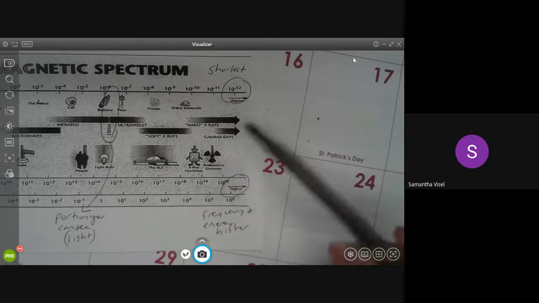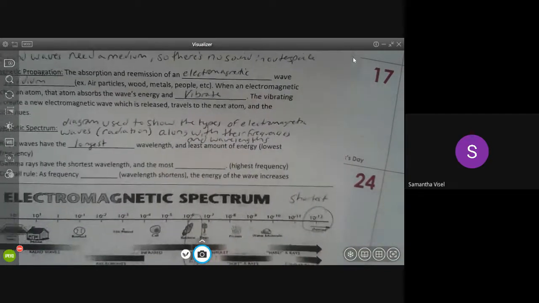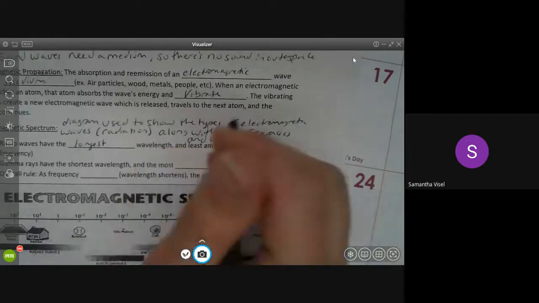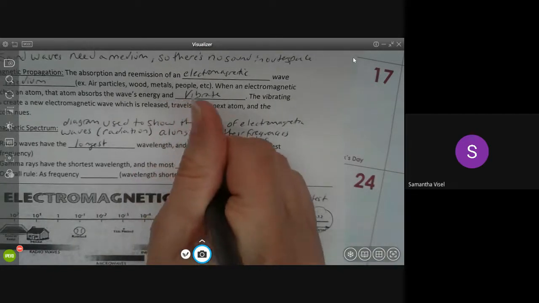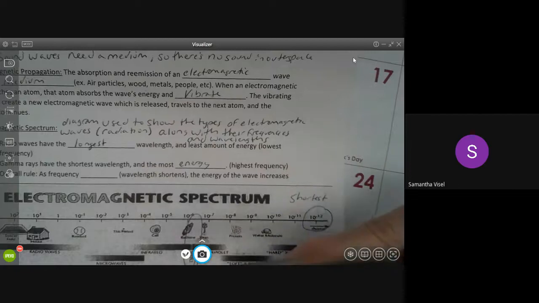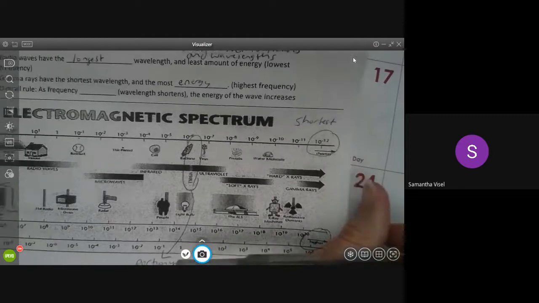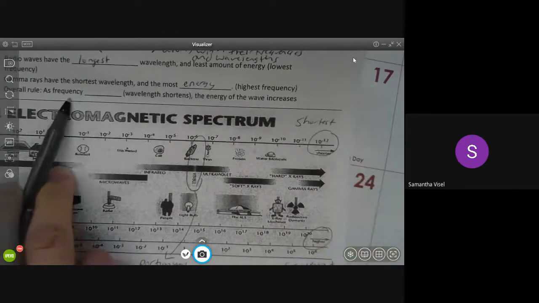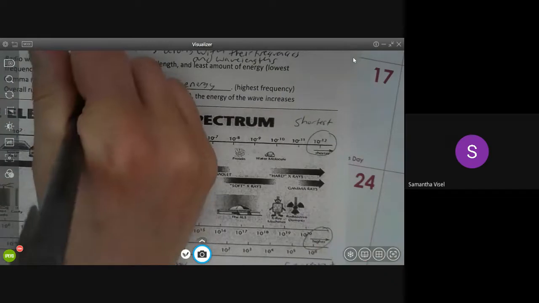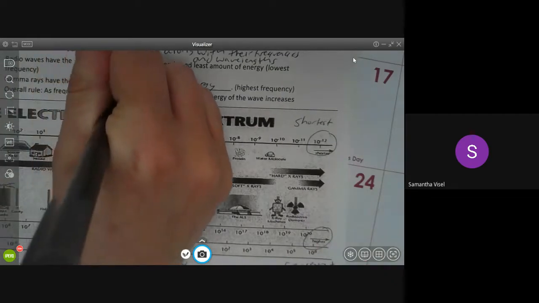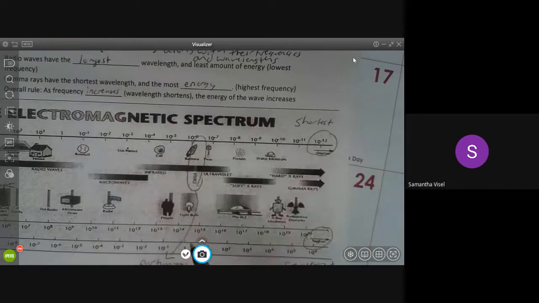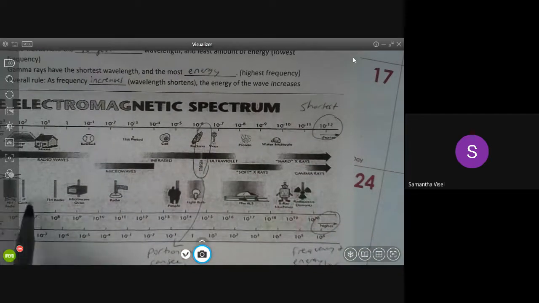Gamma rays are the shortest wavelength waves, and they have the most energy because they have the highest frequency. So this is where we're looking at radioactive material, these rays being emitted by radioactive isotopes. So overall, as a rule, as our frequency increases, or in short, as our wavelength shortens, gets smaller, the energy of the wave increases. And so we get more energetic as we go from left to right.